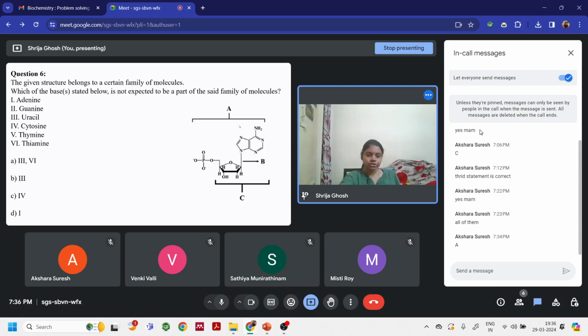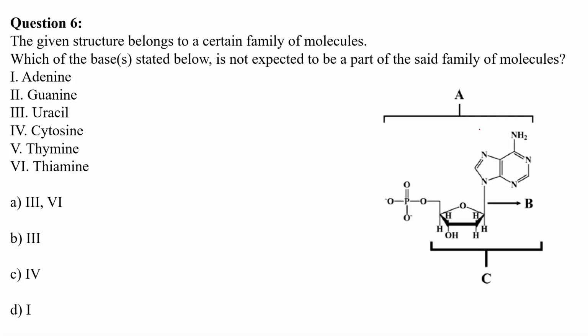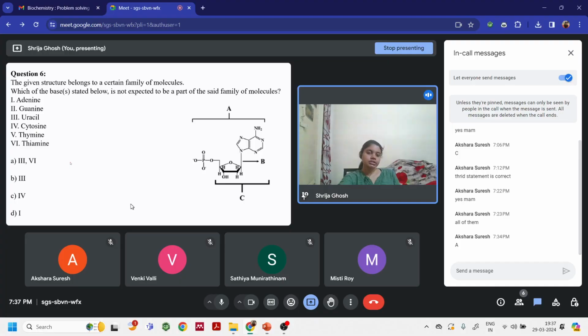Okay, so the next question here. The given structure belongs to a certain family of molecules. Which of the bases stated below is not expected to be the part of the said family of molecules? This structure is part of a family of molecules. Which of the following molecules are not expected to be part of that family of molecules? So what would be the answer? Do you understand the question?